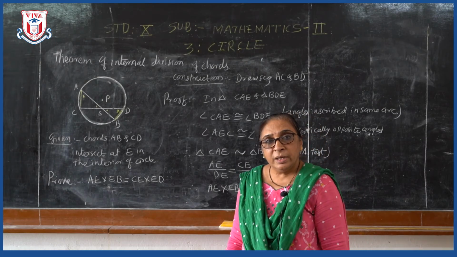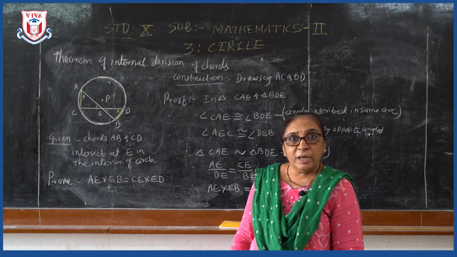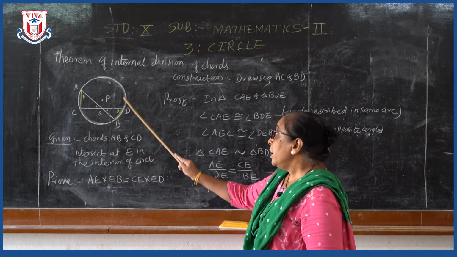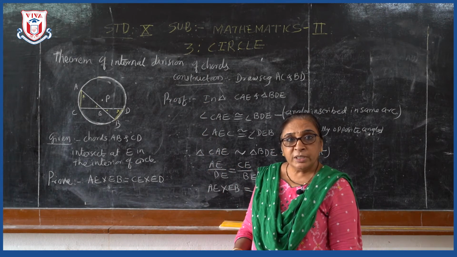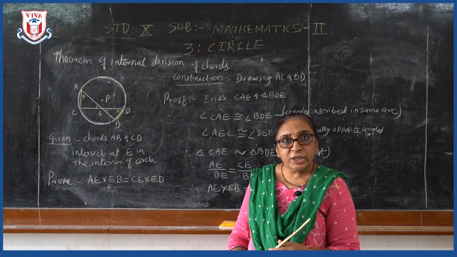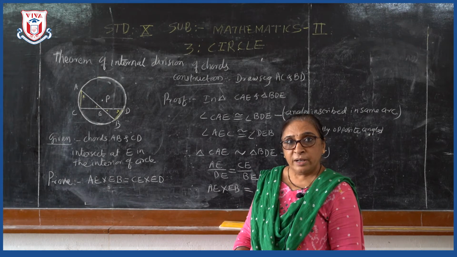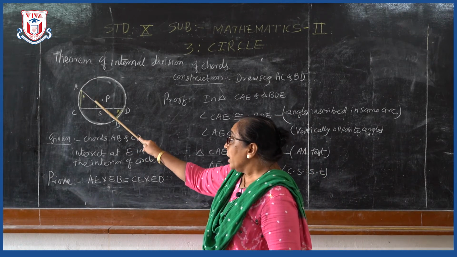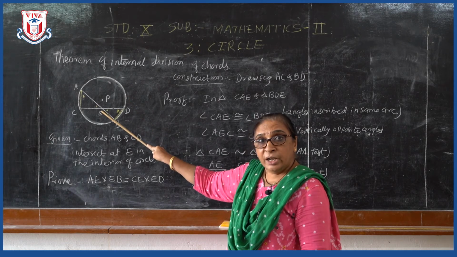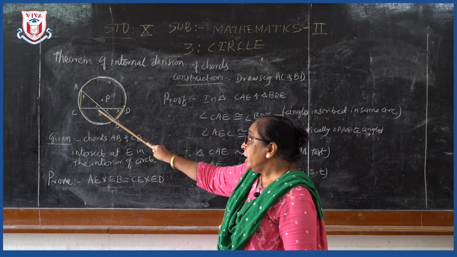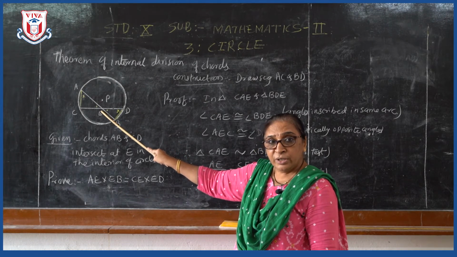Now we will see the next theorem, which is very much applicable in solving the sums, that is the theorem of internal division of chords. That means when two chords intersect each other internally, in the interior of the circle. For example, chord AB and chord CD intersect each other at point E in the interior of the circle. So this is called internal division.